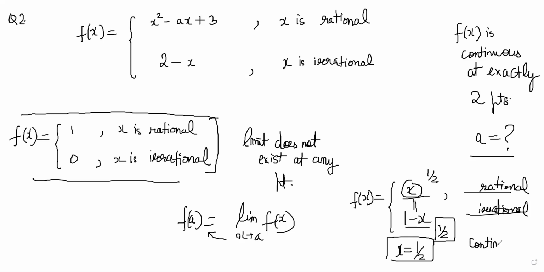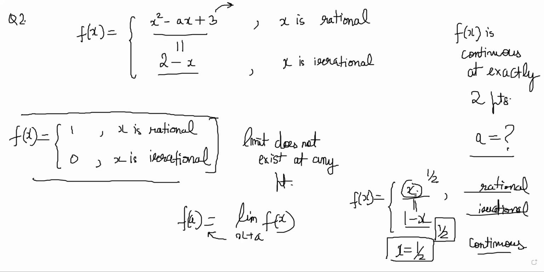Any other point, it will not be continuous because the values will not match. x will never be equal to 1 minus x. Correct? So the same idea you have to do here. The only way this function can be continuous at some point is when this value is equal to this value. When both the tendencies become the same, then you will get continuity at some point, right?